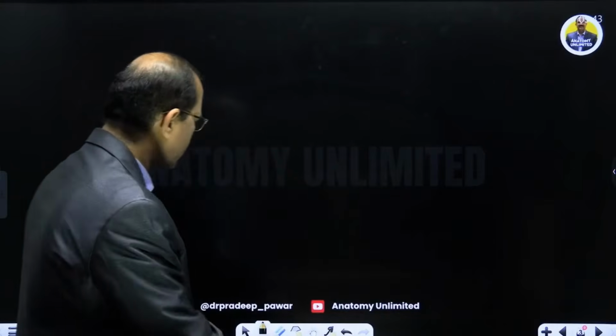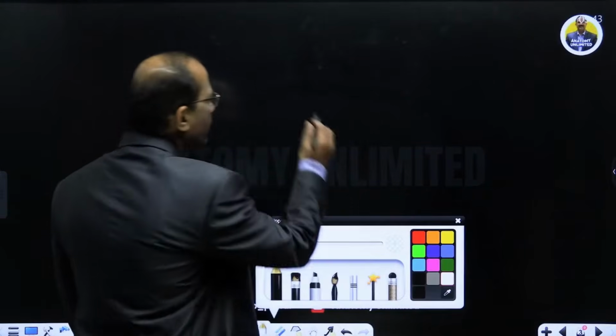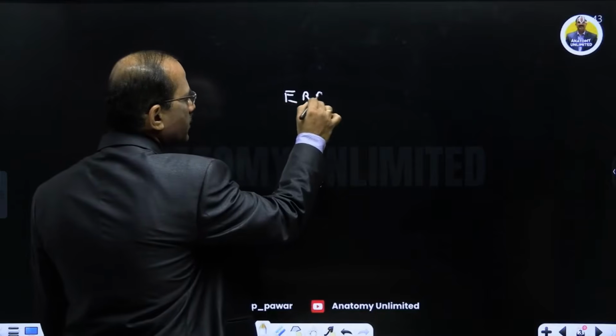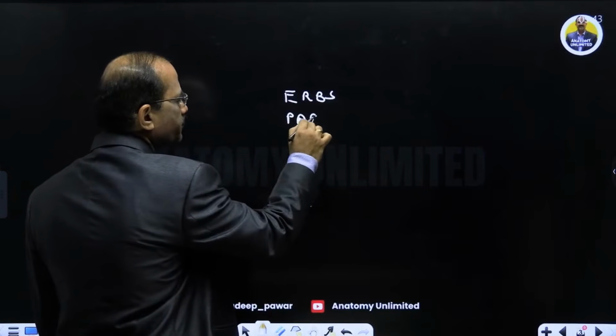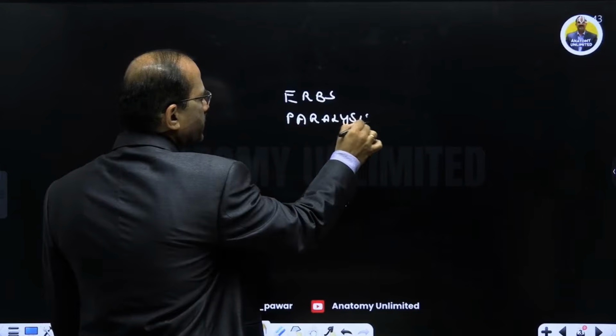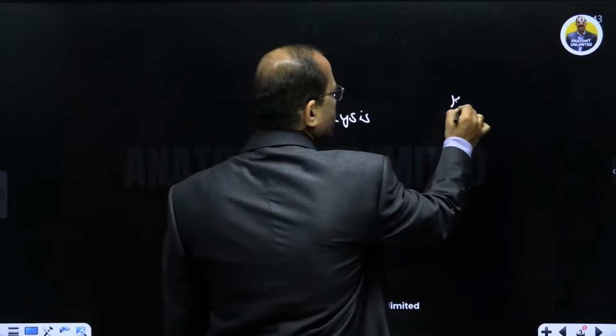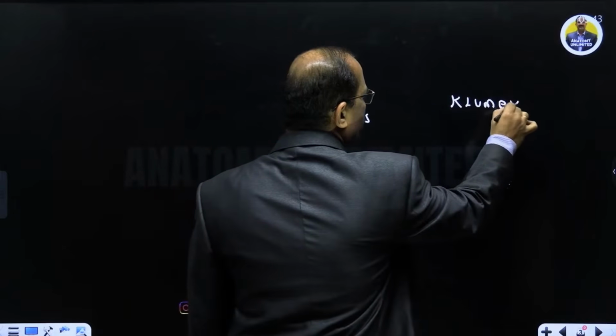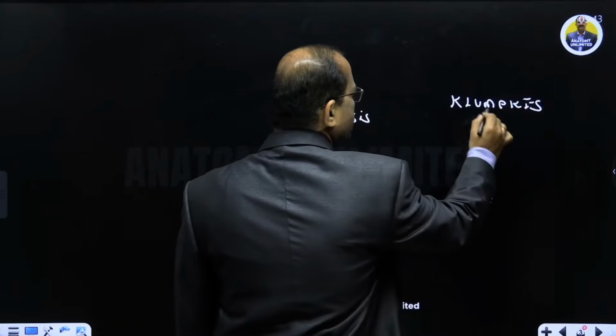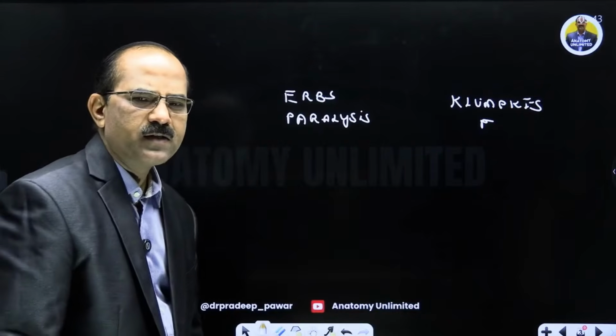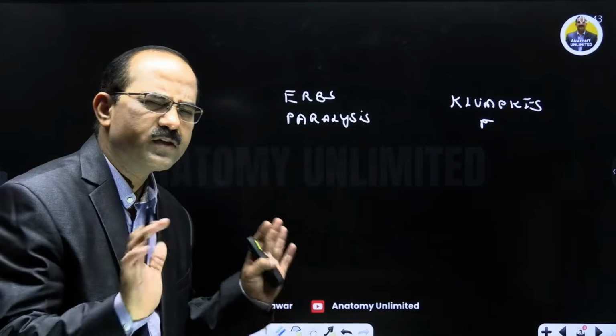Now the first lesion of brachial plexus, दो lesions हैं बेसिकली. There are two lesions of the brachial plexus. One is Erb's paralysis and second is Klumpke's paralysis. ठीक है. So Erb's paralysis and Klumpke's paralysis, what is the difference in both of them?